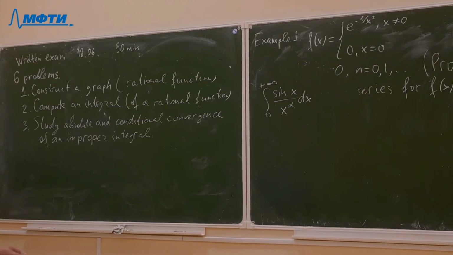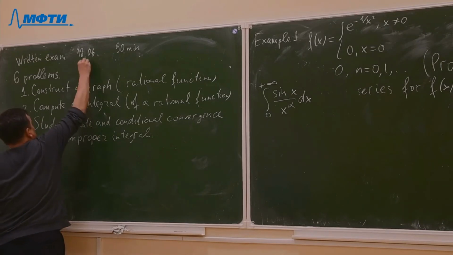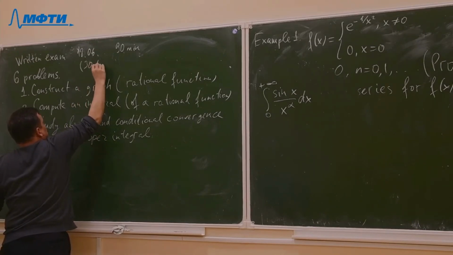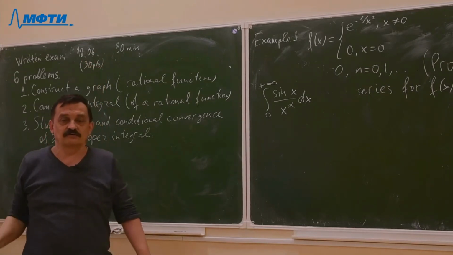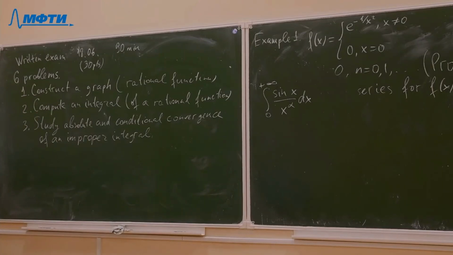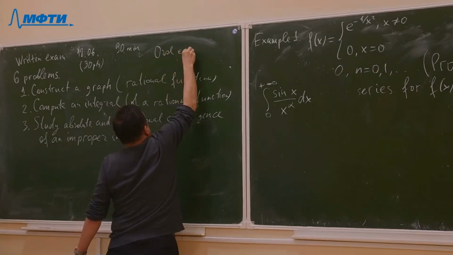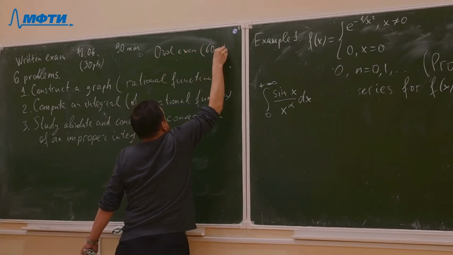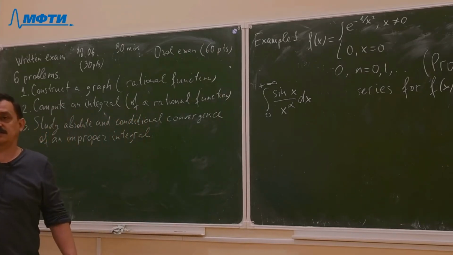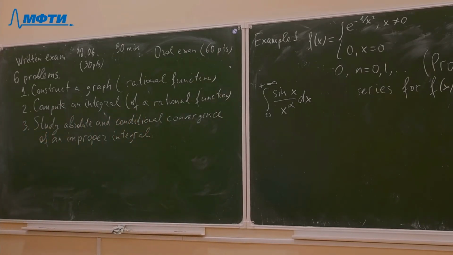Written exam costs 30 points, like what you will get during the whole semester, 30 points. Oral exam, 60 points. And then there is a scale from 0 up to 120 to translate it into a 10 points scale. Okay, fourth question.